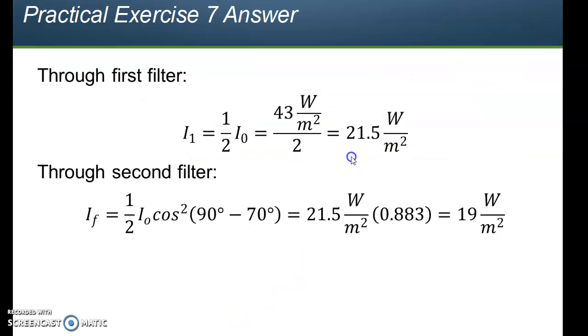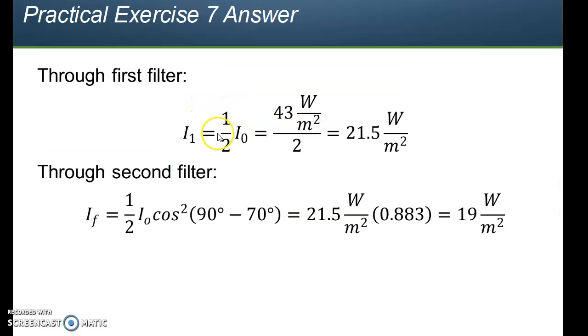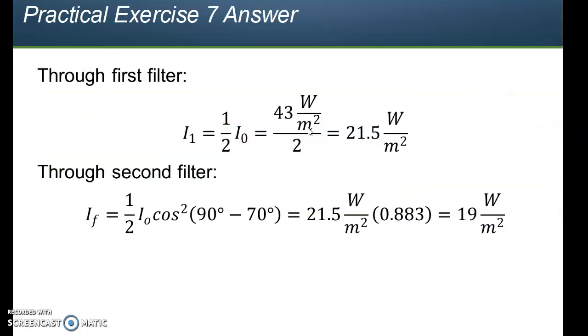So here what you're going to do is, since it is starting off as unpolarized, it's going to be 1/2 that initial intensity, right? That's through the first filter. That's 43 watts per square meter divided by 2, or just 21.5.